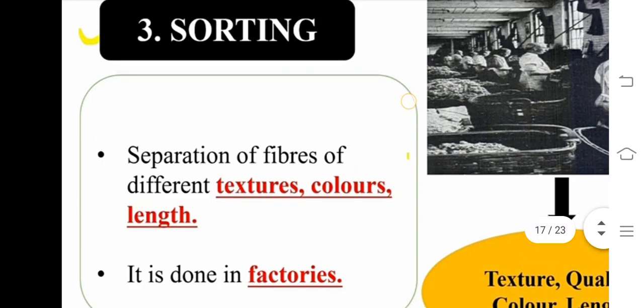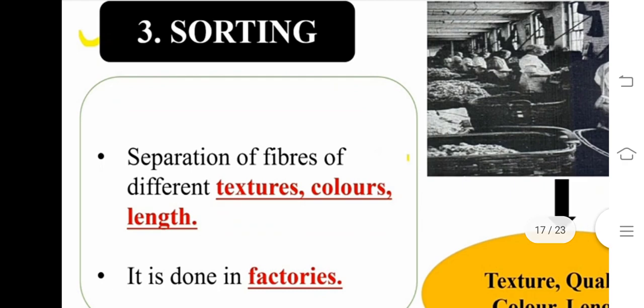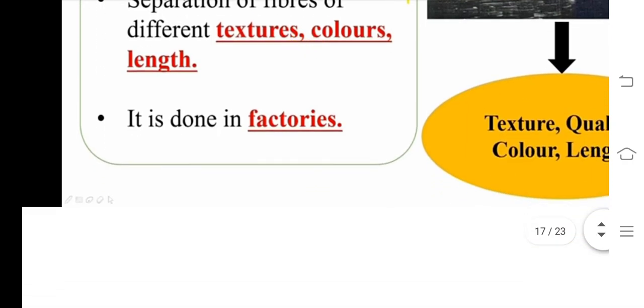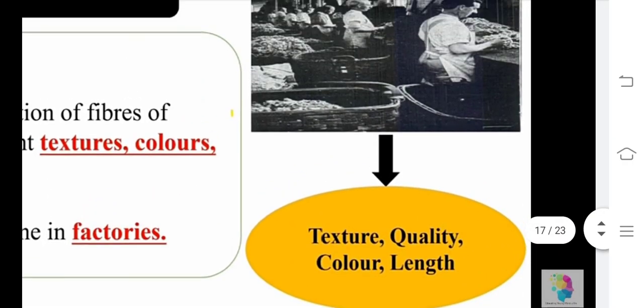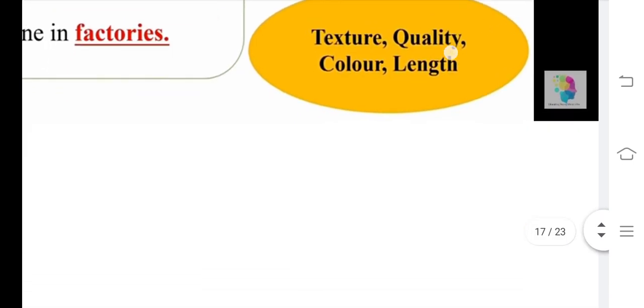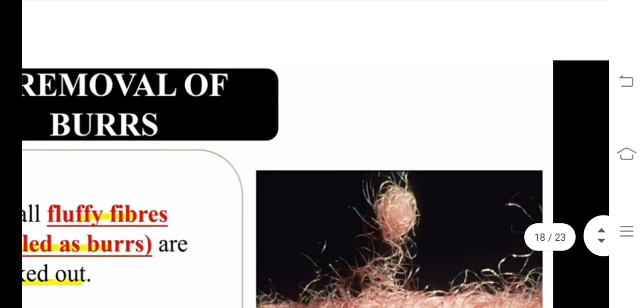Okay. So what is it? Sorting. Separation of different fibers. On what basis are we going to sort or classify? Based on texture, color, length. Clear? It is done in factories. See how they do the sorting. Based on texture, quality, color and length. I hope you understand.